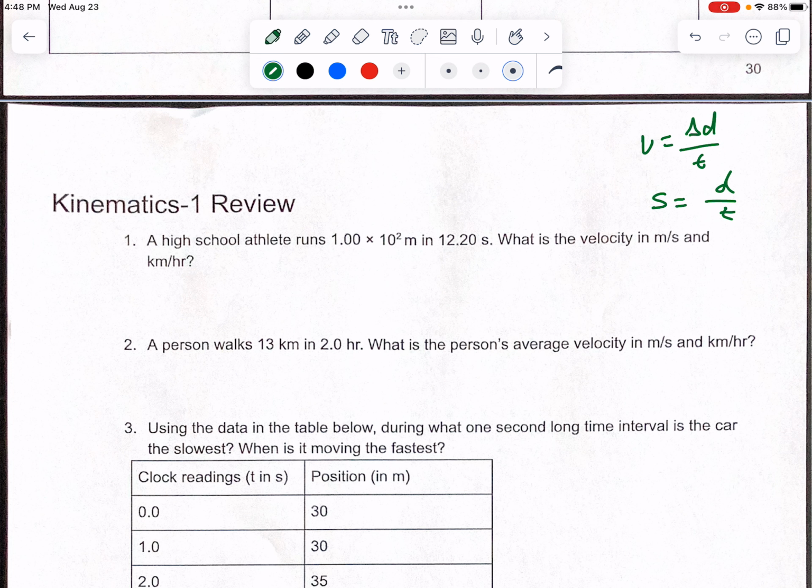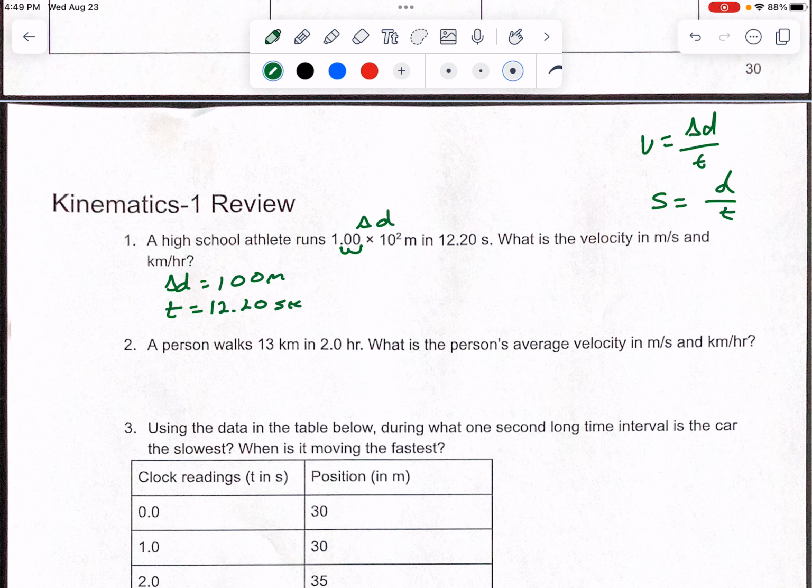So 1.00 times 10 to the 2 meters, that would be my displacement. Now, if you want to go ahead and fix that, you can. 10 to the 2 means that's going to be a bigger number, so you can just move that decimal to the right 2 times. So that's the same thing as saying 100 meters. And then 12.20 seconds, that is going to be my time.